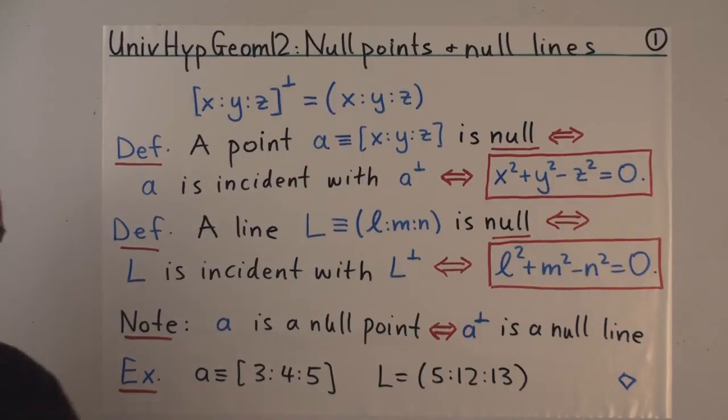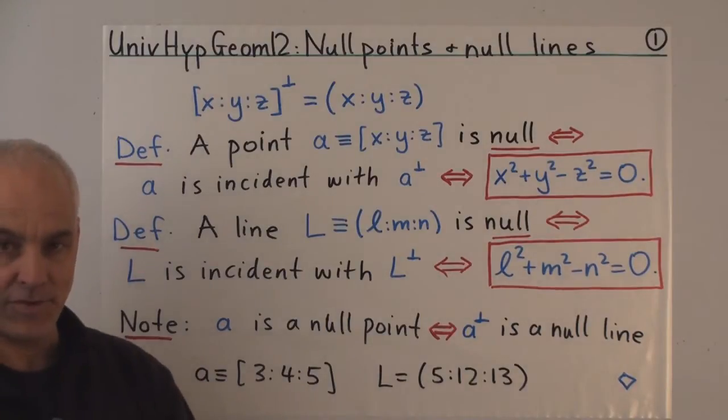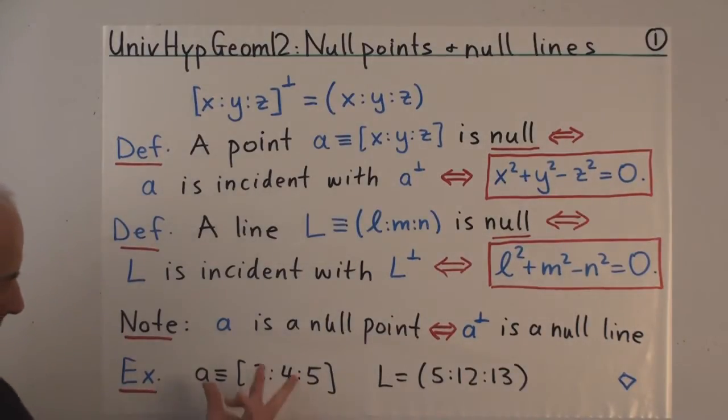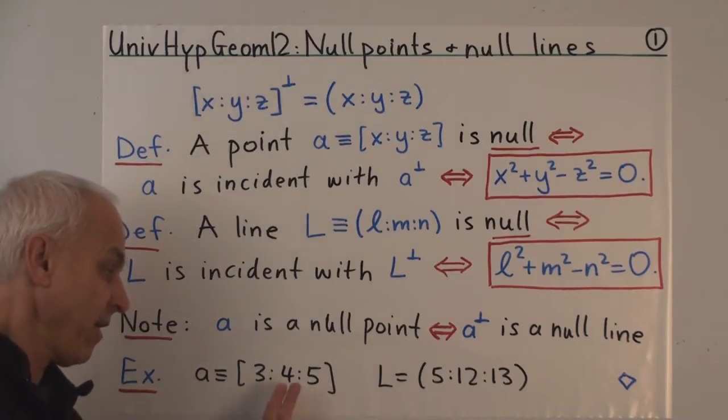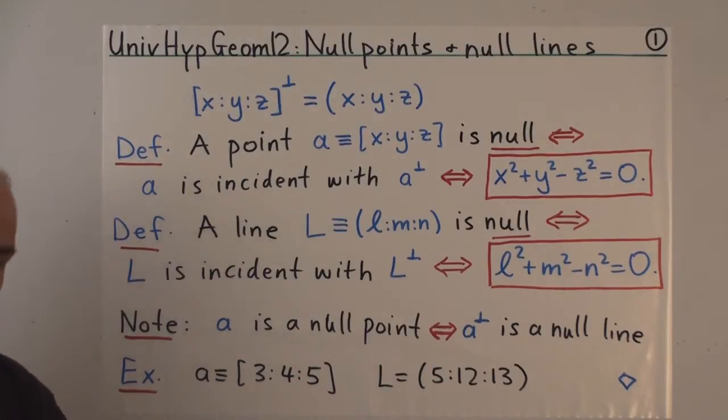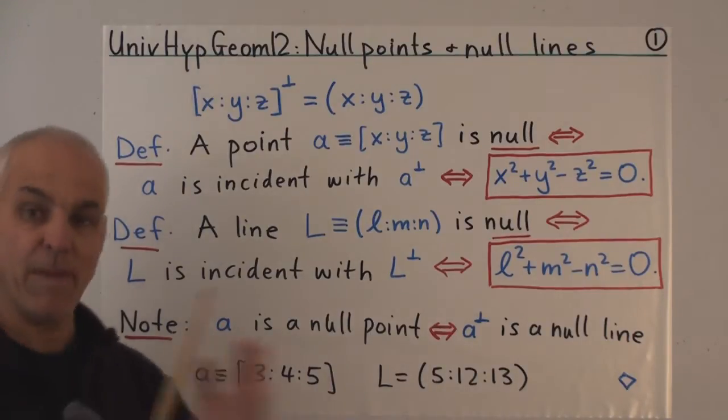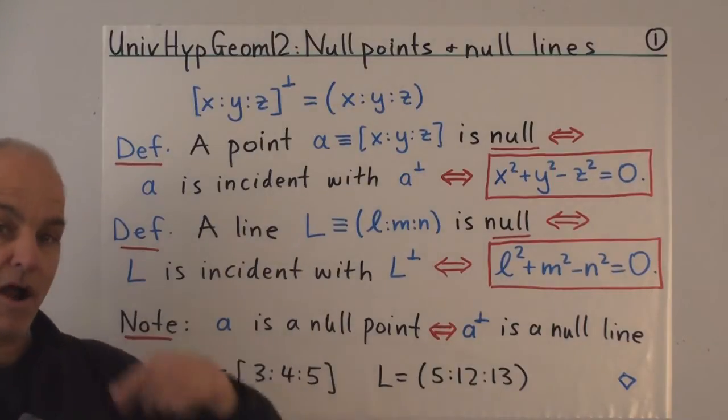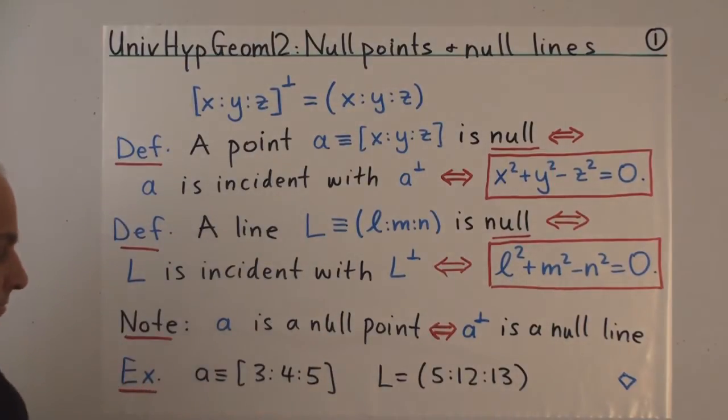So here's an example of a null point: the point [3,4,5]. That's null because 3 squared plus 4 squared minus 5 squared equals 0. And I remind you that a point in the plane, we would picture as the point with usual xy coordinates 3/5, 4/5, which we do recognize as a point on the unit circle. So that's the geometrical meaning of a null point. It means we're on our basic unit circle.